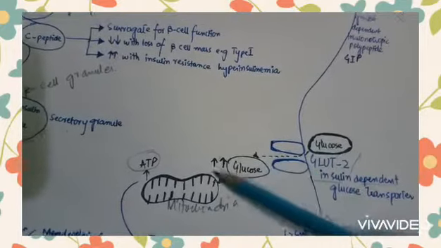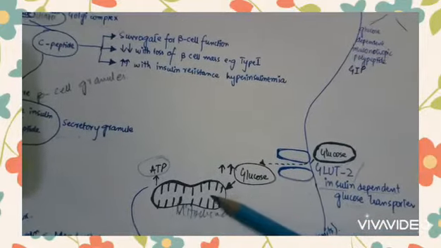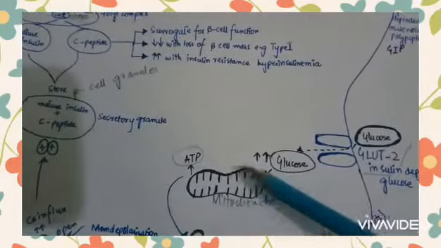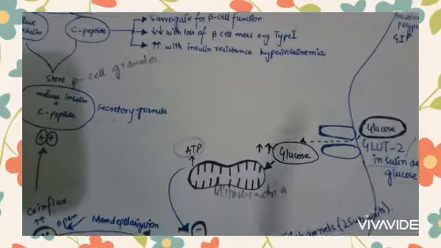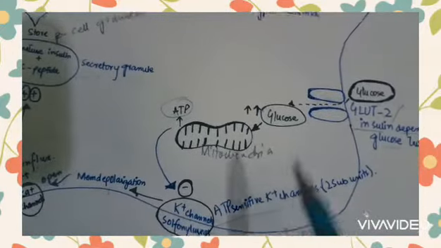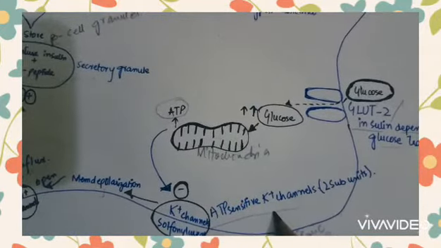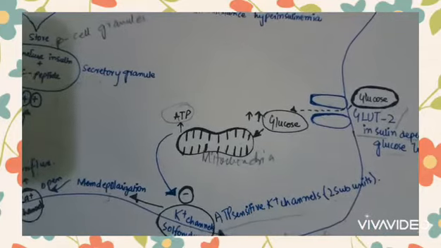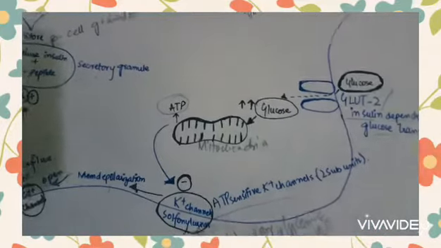The level of glucose increases in the beta cell. This glucose goes to the mitochondria, where ATP is synthesized from the glucose. Then this ATP is going to inhibit the ATP sensitive potassium channels, which have two subunits: the potassium channel and the sulfonylurea receptor.